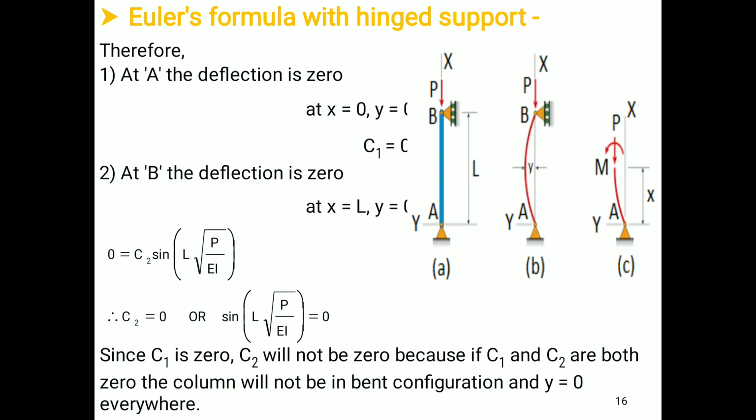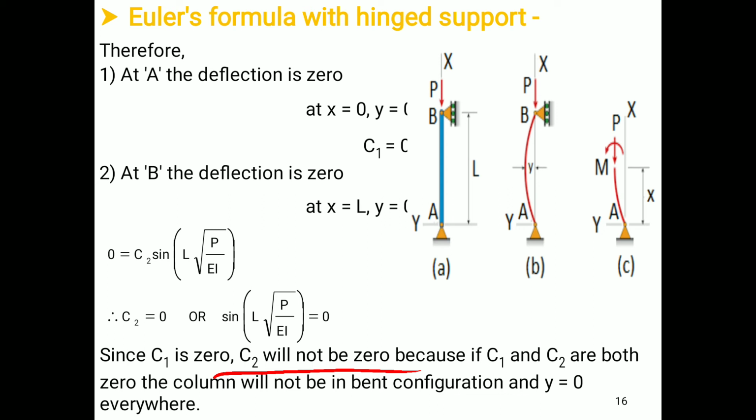From this equation you will have two possibilities. The first one is c2 = 0, or sin(L √(P/EI)) = 0. But we have c1 equal to 0, so c2 will not be 0.